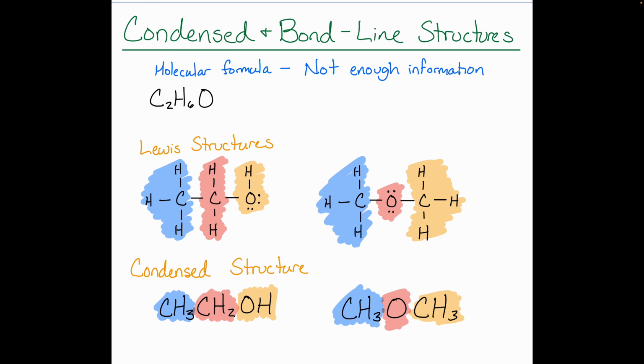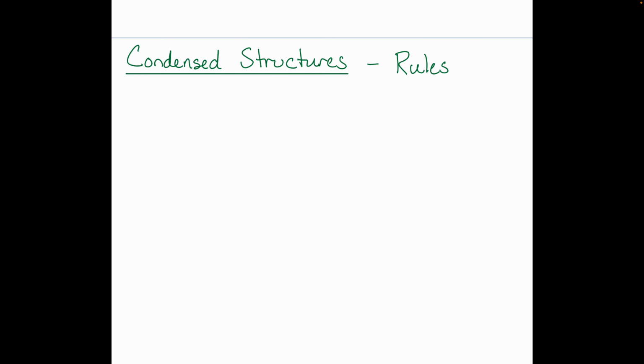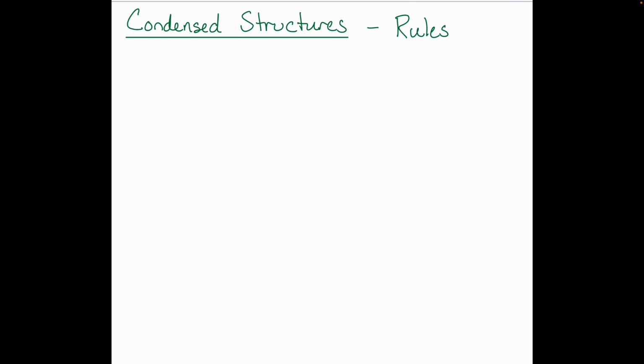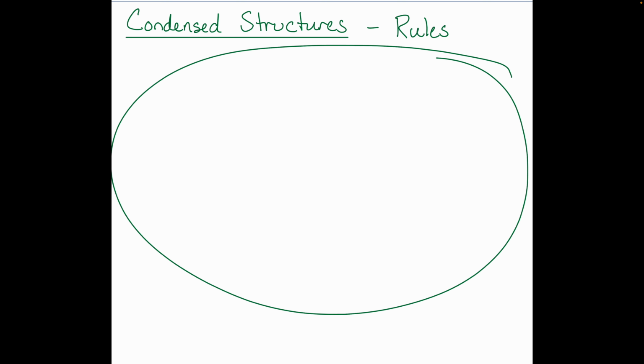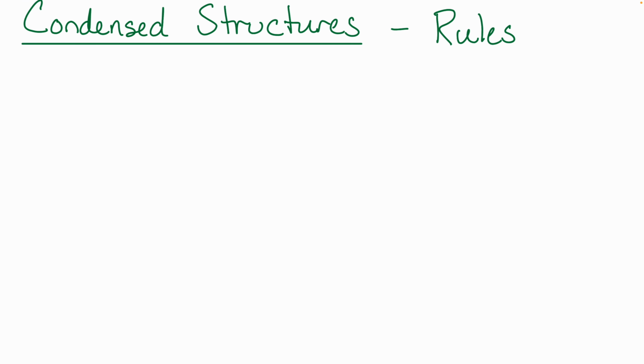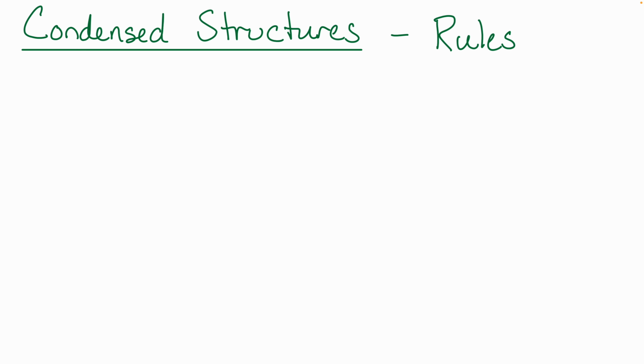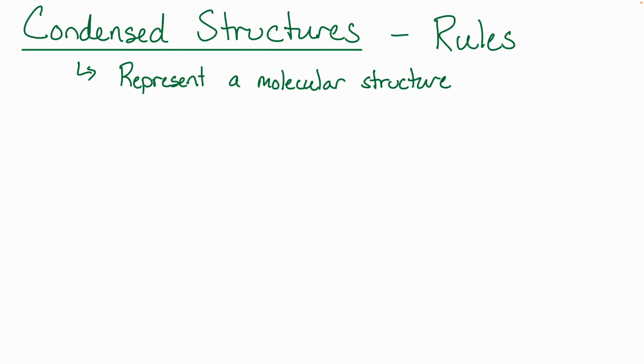Okay, so we're going to do a ton more examples here, but right now I'm going to start laying down some rules. We want to leave a good amount of space here on our page, because we're going to hit these one by one. So first of all, your condensed structure is a way to represent a molecular structure using a single line of text.